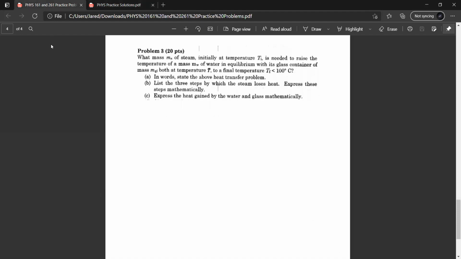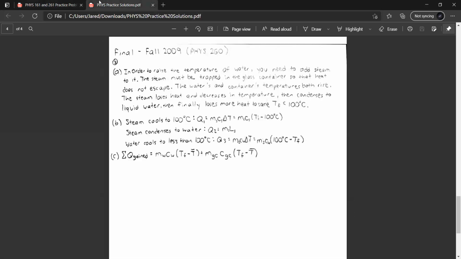So part B: list the 3 steps by which the steam loses heat. Express these steps mathematically. This is what we talked about earlier. We know that the steam starts off at some temperature Ti. It cools to 100 degrees Celsius and condenses into water. And then Tf is less than 100 degrees Celsius, so the water must cool down even more before it reaches equilibrium.